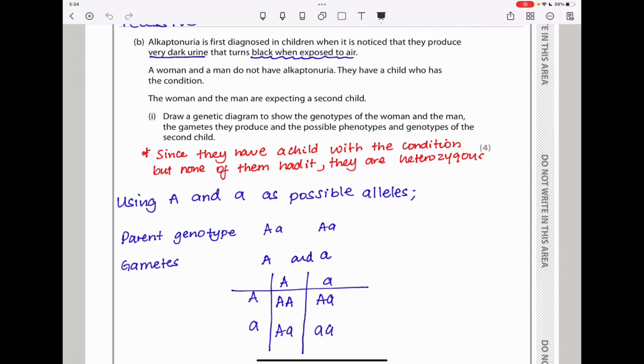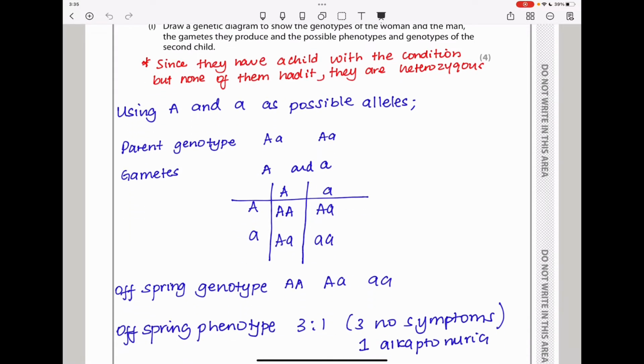So the total gametes that are going to be there are a capital A and a small a. This parent and that parent produce that, and that. This is produced from that and that, and that and that produce that. So these gametes are going to produce these genotypes as offspring.